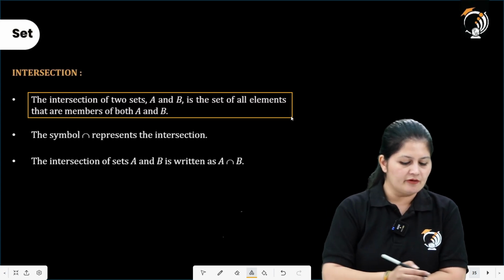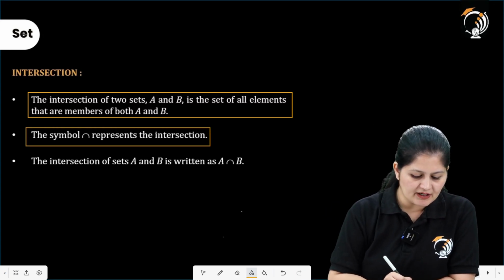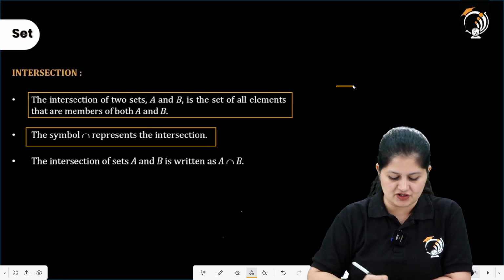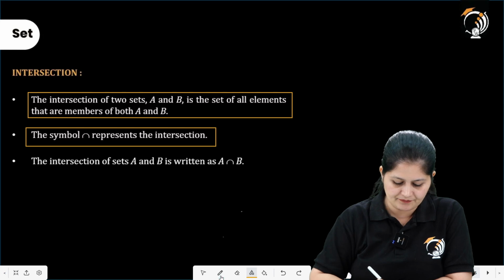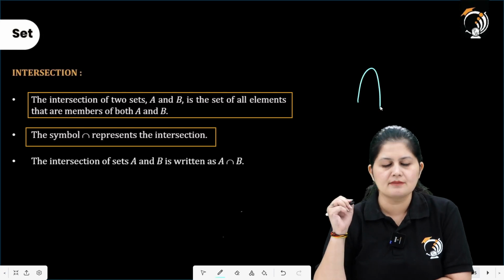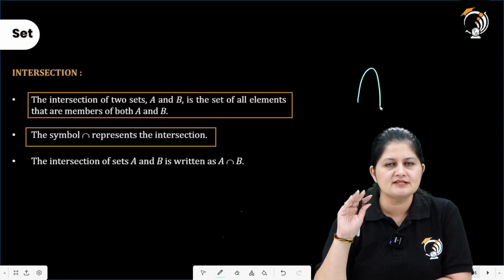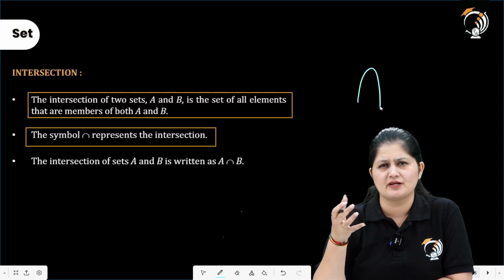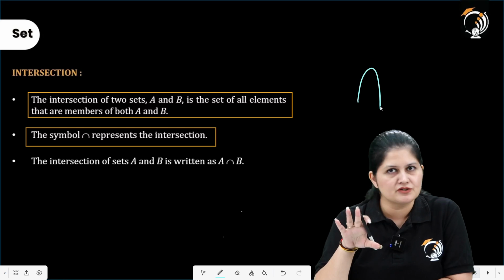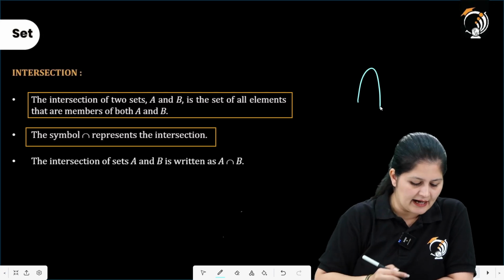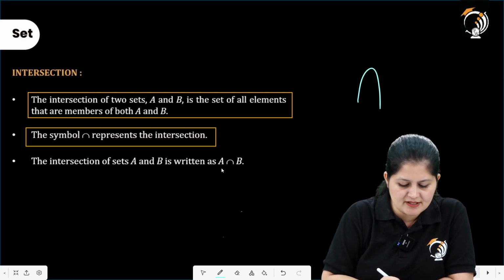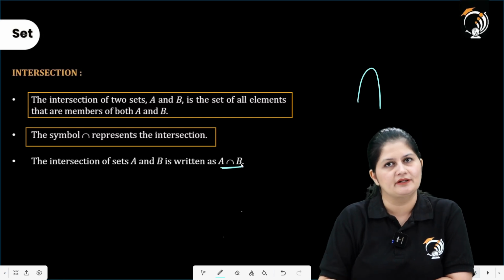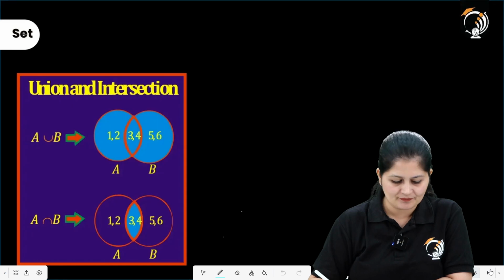Understood? Now, if we talk about the symbol, this symbol represents the intersection. Let me just make the symbol here. You can say it is just the reverse or the mirror image of U. The intersection of two sets A and B is written as A intersection B. Understood?